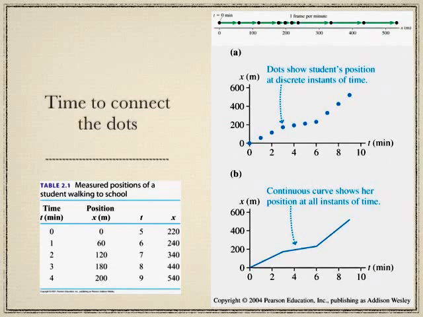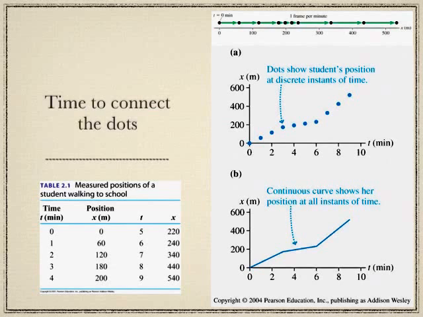Looking at the motion diagram, and then at the top right, the first particle, the first dot representing the student at 0 meters at 0 minutes. The next dot, the second dot, is the 1 minute dot, where the student is at 60 meters. The third dot is the 2 minute dot, where the student is at 120 meters. And the fifth dot lines up with the fourth minute of 200 meters at 4 minutes. We can see that the student is in uniform motion, moving at a constant speed from 0 to 4 minutes.